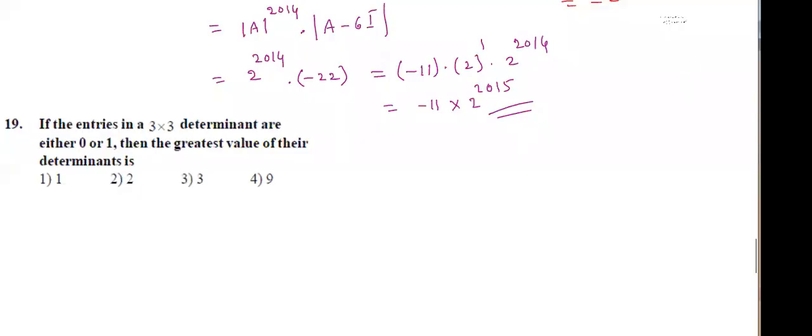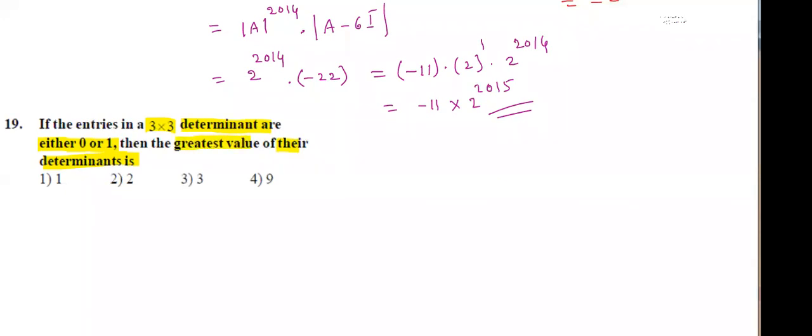If the entries in a 3 by 3 determinant are either 0 or 1, then the greatest value of their determinant is? Only 2 elements are given, 0 and 1. By using these 2 elements, form the 3 by 3 matrices. Then what is the greatest value of their determinant?